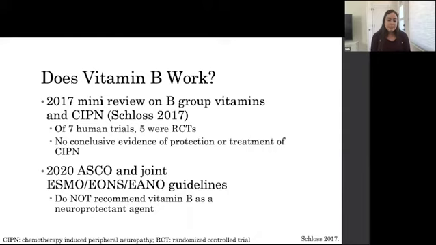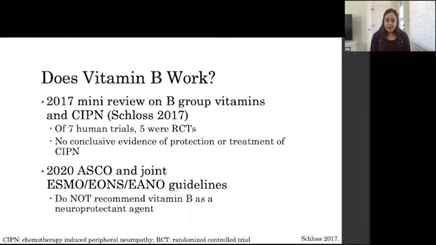A 2017 mini review on B group vitamins and chemotherapy-induced peripheral neuropathy, or CIPN, by Schloss and colleagues looked at a variety of trials, 7 of which were human, and 5 of these were randomized control trials. And unfortunately, there was no conclusive evidence to suggest that vitamin B should be recommended for protection or treatment. That being said, there were some studies that trended in the direction of providing some benefit for some patients.